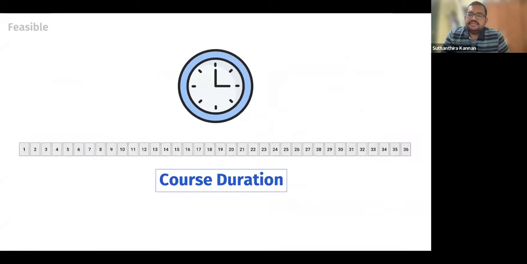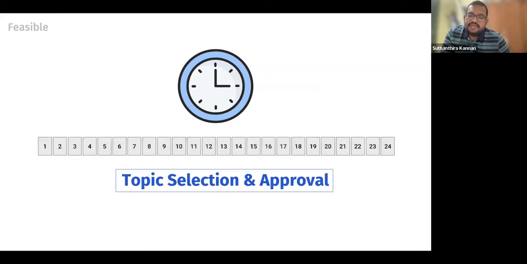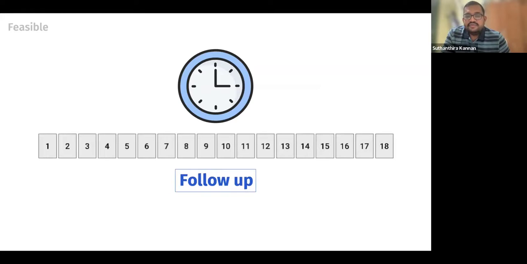Let's say your PG period is 36 months, 3 years, no? MD is 3 years, so 36 months. In the exam preparation, you will become something called EGPG, exam going PG, so 6 months over. So 30 months only. Then topic selection and approval, the discussion, fight, conclusion, depression, again 6 months over. So 24 months only remaining. Suppose you include a follow-up study, only 18 months is there. That 6 months follow-up is there.